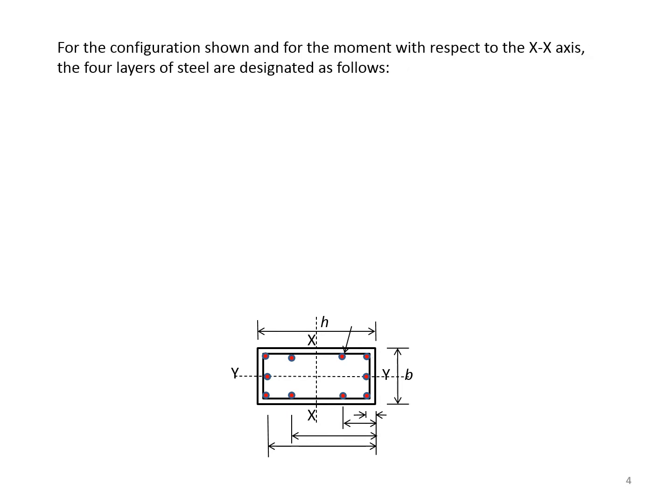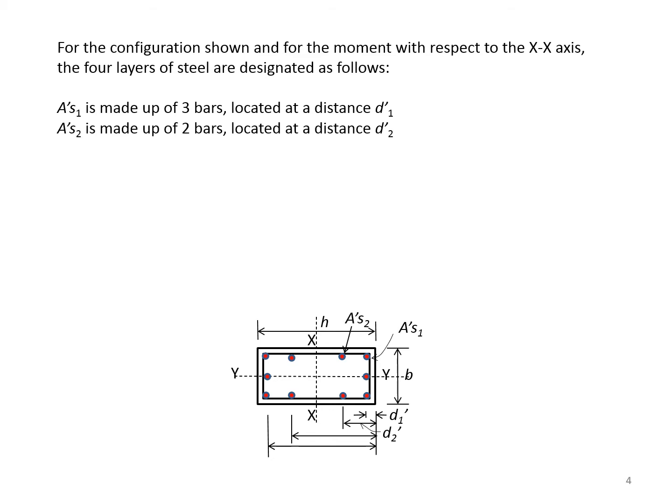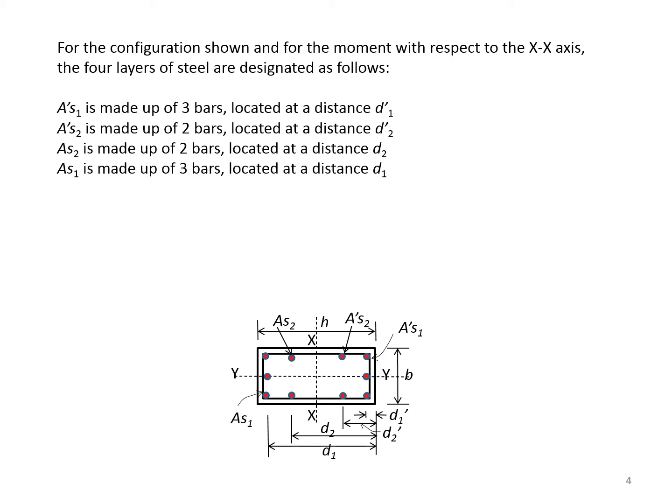For the configuration shown and for the moment with respect to the x-axis, the 4 layers of steel are designated as follows. A'(1) is made up of 3 bars located at a distance d'1. A'(2) is made up of 2 bars located at a distance d'2. AS2 is made up of 2 bars located at a distance d2. And AS1 is made up of 3 bars located at a distance d1.